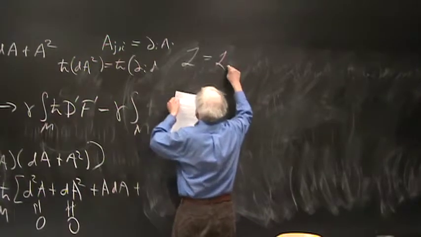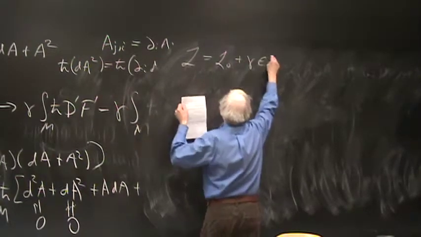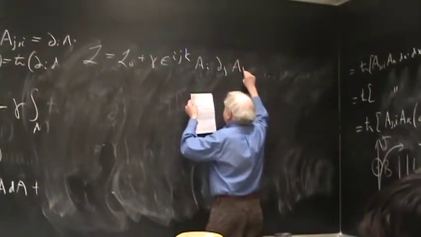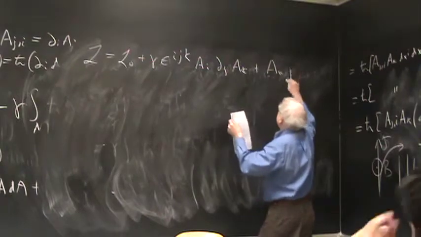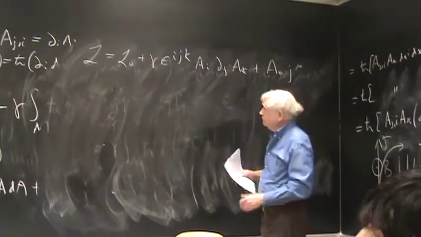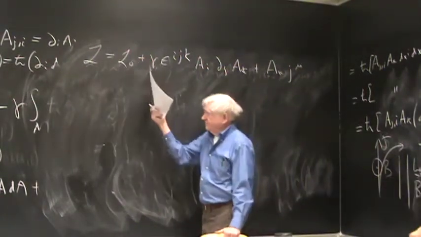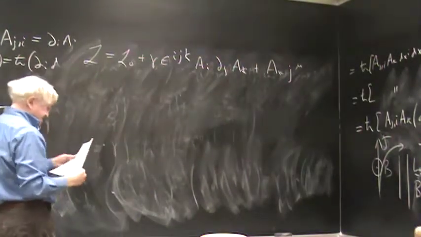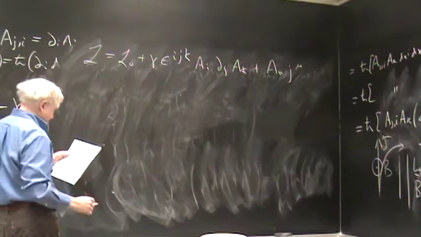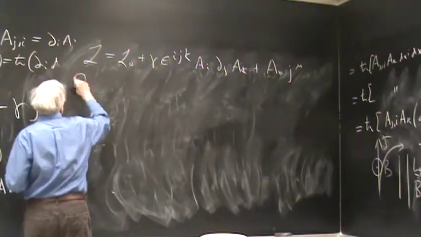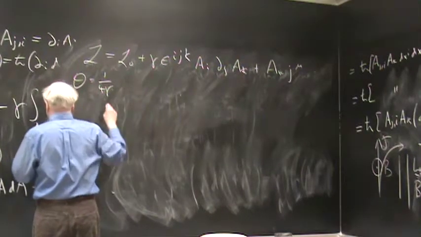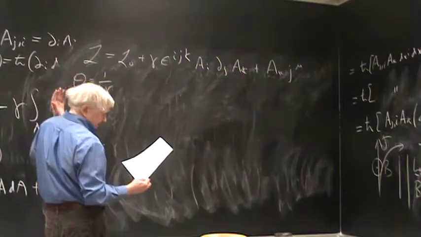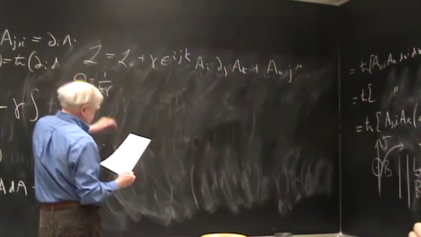So L is some L0 plus gamma epsilon IJK A_I D_J A_K plus HAJK. So now we've got an effective field theory for these electrons in this plane. And we can get a phase change of 1 over 4 gamma. Okay. So the effective field theory of a whole fluid then is, in this view, a Chern-Simons theory.